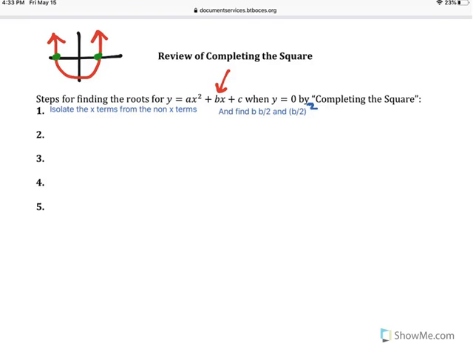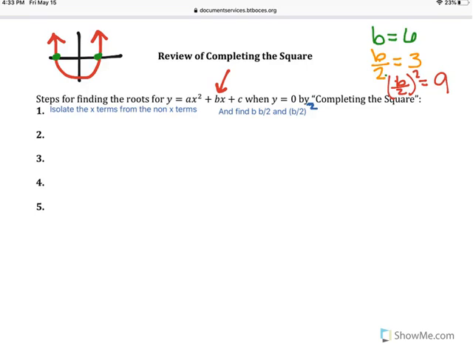So an example would be like if b was 6, then b over 2 would be 3. And b over 2 squared would turn into 9 because b over 2 is 3 and 3 squared is 9. So something like that is what you're going to have to do in step 1.